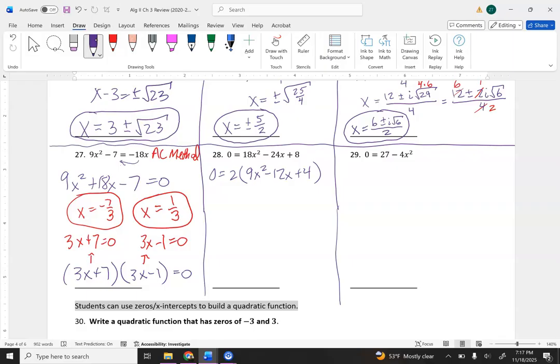Okay, once again, we could do AC method with this. This time, though, I think I'm just going to go for quadratic formula. And that's mostly because I just want to show a couple more examples of quadratic formula, at least one more example. So our A value is 9, B value is -12, C value is 4.